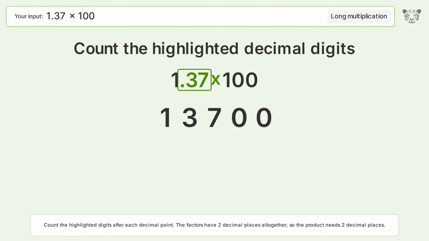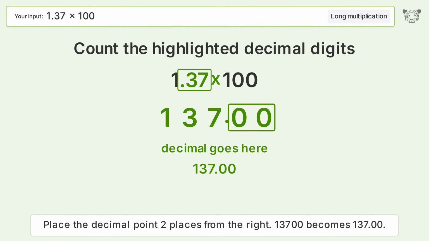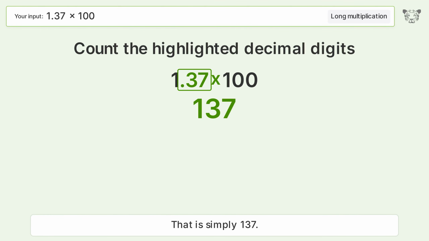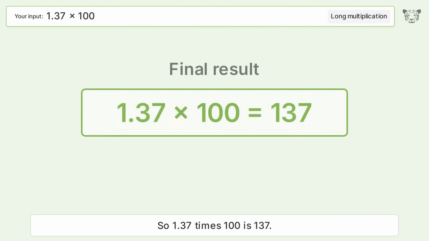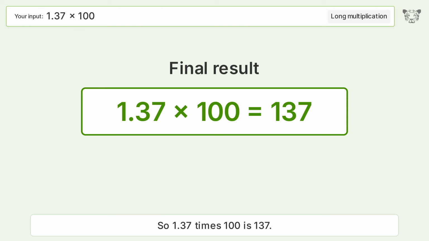Count the highlighted digits after each decimal point. The factors have 2 decimal places altogether, so the product needs 2 decimal places. Place the decimal point 2 places from the right. 13,700 becomes 137.00. That is simply 137. So 1.37 times 100 is 137.